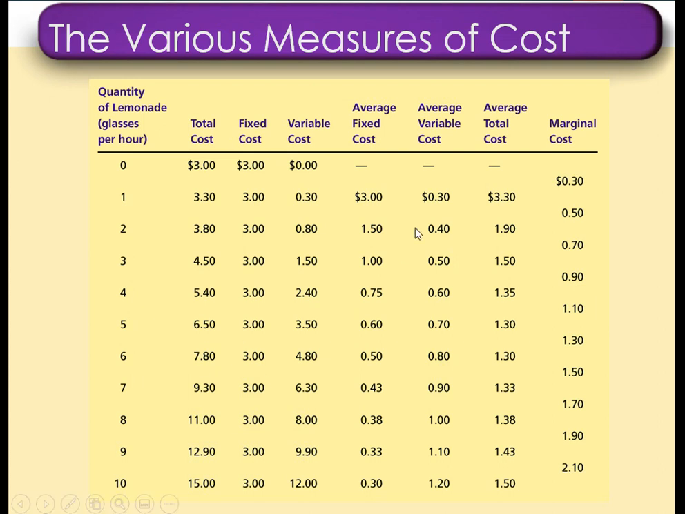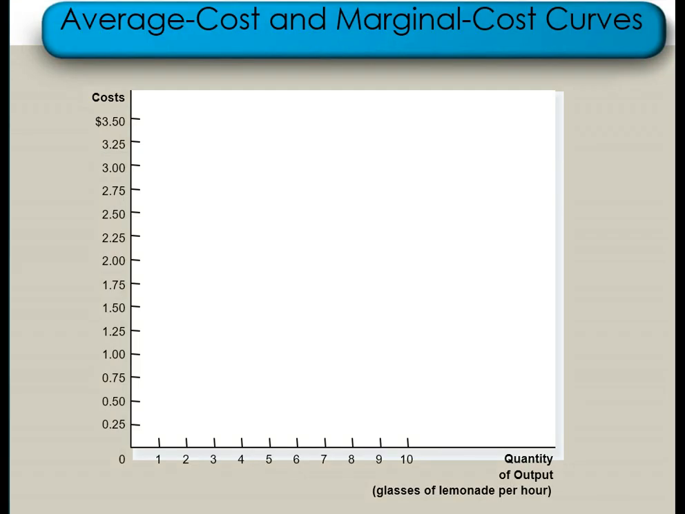The next is how to draw the curves for average fixed cost and average variable cost. As you can see, on the y-axis I have taken the cost, on the x-axis I have taken the number of quantities produced, and this is the average fixed cost. When we are producing 1 unit, our fixed cost is 3. So when we divide 3 by 1, it gives us an average fixed cost of 3.